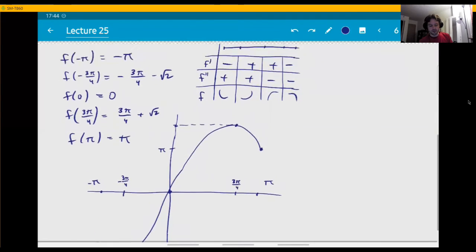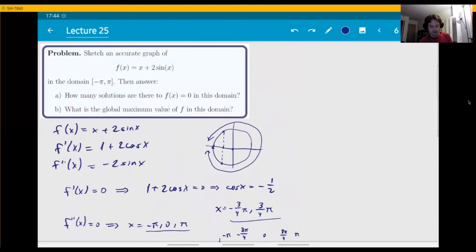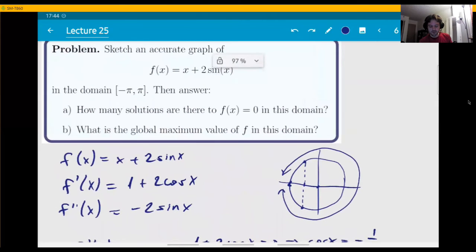Now we can answer the questions. How many solutions are there to f of x equals 0? Only one. And it's at x equals 0. We can see that from the graph. It only crosses the x-axis one time.